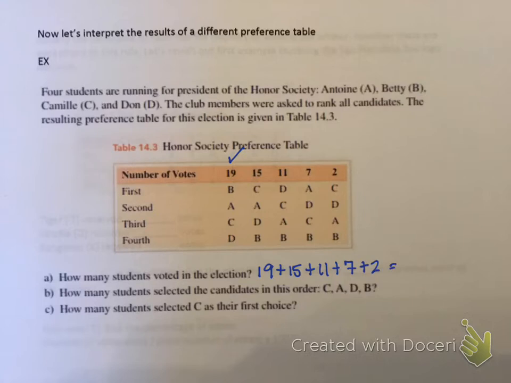So if I add that up, I'm going to get 54. So the total amount of people voting is 54. How many students select the candidate in this order? C, A, D, B. All right, so I'm looking for C first, A second, D third, and B last. And if I look at that, I can see that 15 people voted in this manner. So the answer to that is going to be 15.